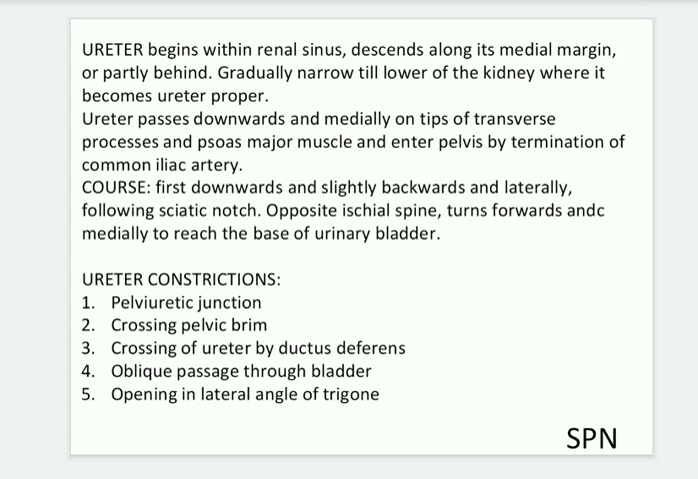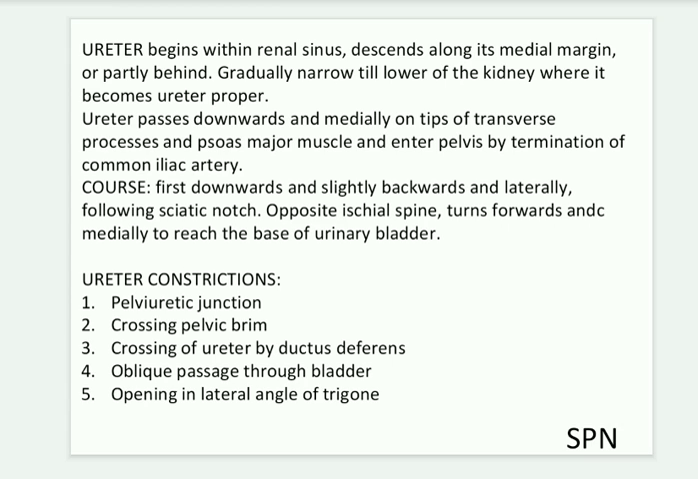In the pelvis, the ureter first runs downwards, slightly backwards and laterally, following the greater sciatic notch opposite the ischial spine. It then turns forwards and medially to reach the base of the urinary bladder.